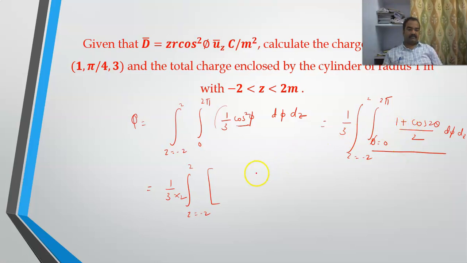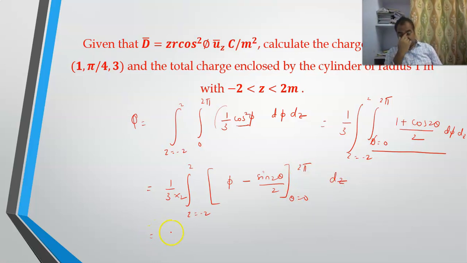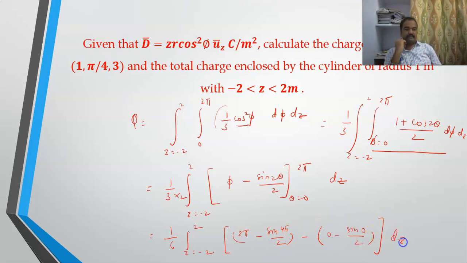See, what is the integration of 1? It is phi. The integration of cos 2 phi is sin 2 phi by 2. The limits are phi varying from 0 to 2 pi. So what is the answer now? 1 by 6, integral z from minus 2 to 2. Initially I place 2 pi, minus sin 4 pi by 2. Minus, if I substitute 0, it will be 0 minus sin 0 by 2, dz. So what is this answer? Sin 4 pi by 2 is 0, and this is 0. So I will be getting only this value.